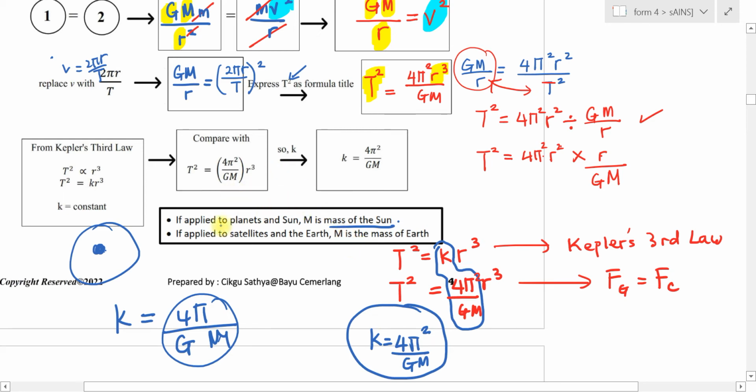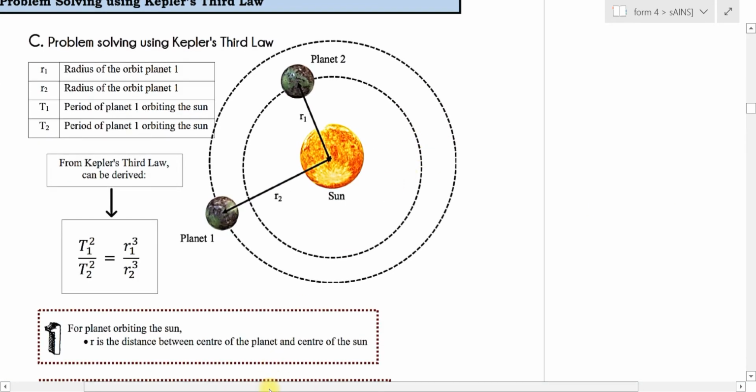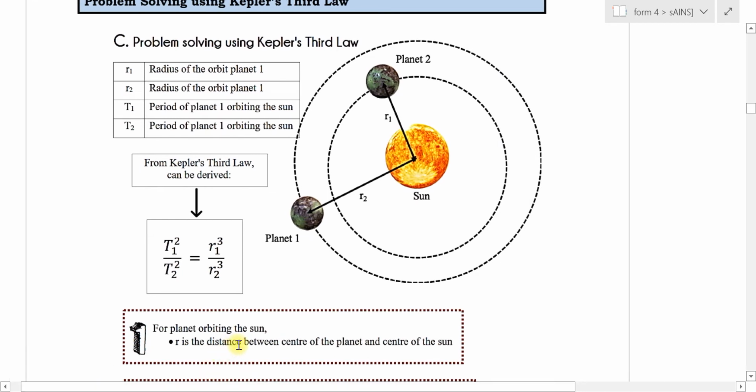Kalau planet to sun, sun as the focus, so the big letter M should be mass of the sun. Kalau Earth dengan satellite, Earth is the center, jadi mass of the Earth will be the big letter M. You clear right until here? Yes, sir. Okay, good. Now, let's start. You need to understand all these things first, then only we can do the calculation part.